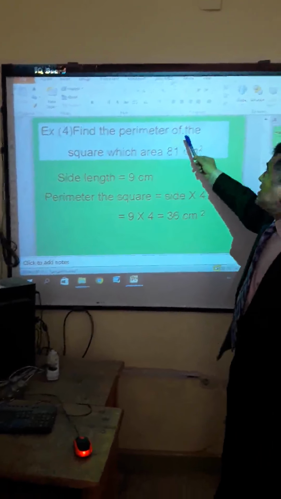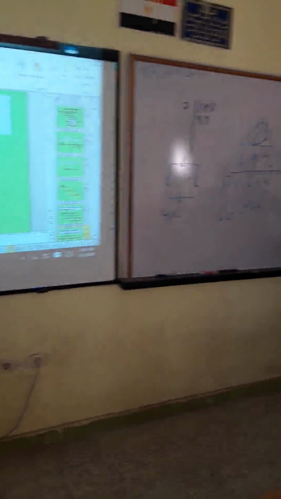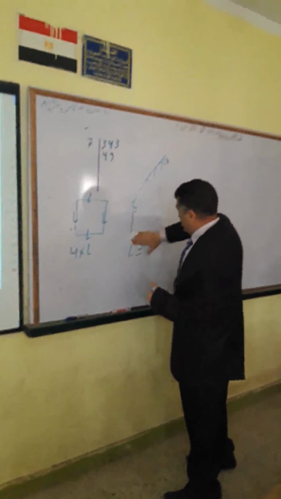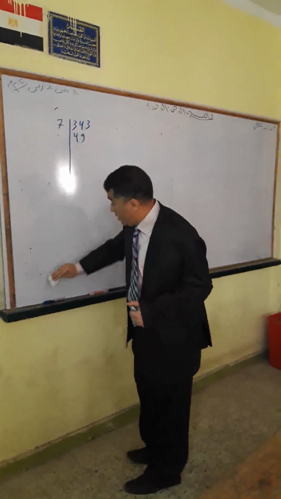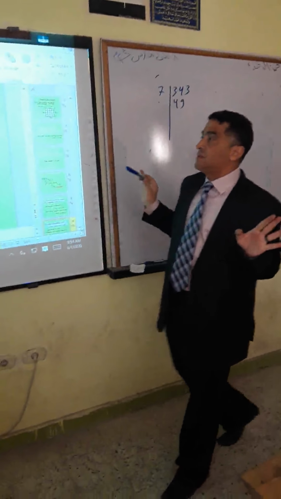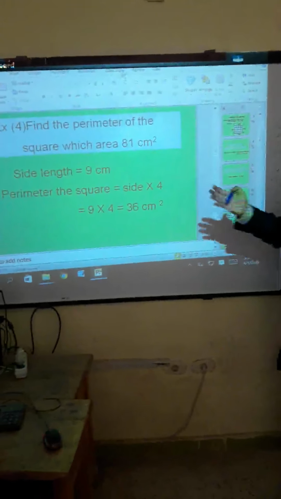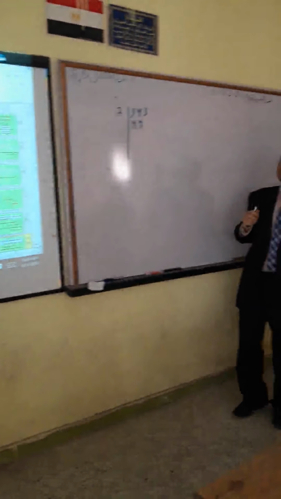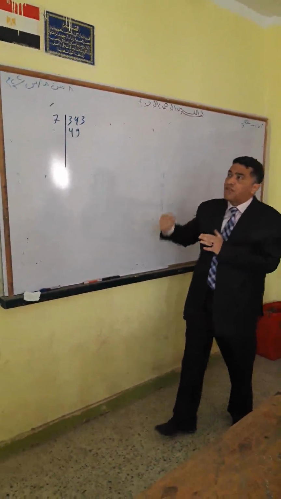Example: find the perimeter of the square whose area equals 81 centimeter square. I have the area in the given. In a square, I want the side length. If he gives me the perimeter, I divide the perimeter by 4 to find the side length.